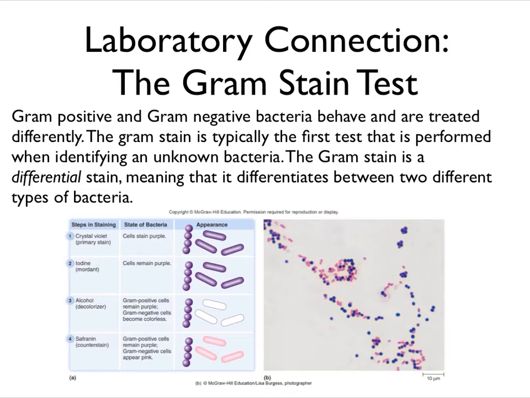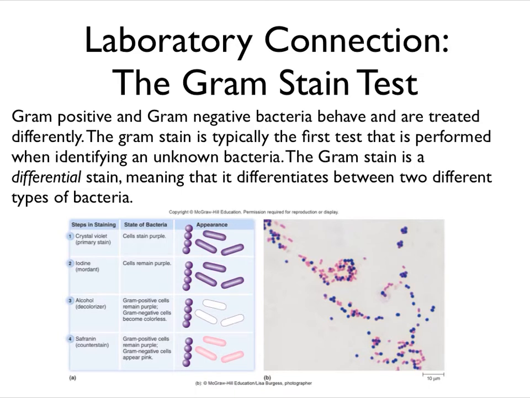Now, why is the cell wall so important? Well, there are actually lots of reasons why the cell wall is so important. For one, it's really essential to the cell's function, and it's a thing that we target with antibiotics. There are antibiotics that go and destroy the cell wall, and that's how they get rid of the bacteria.